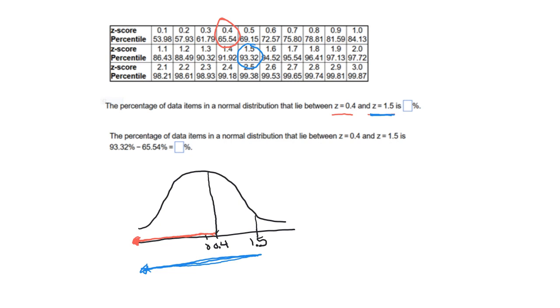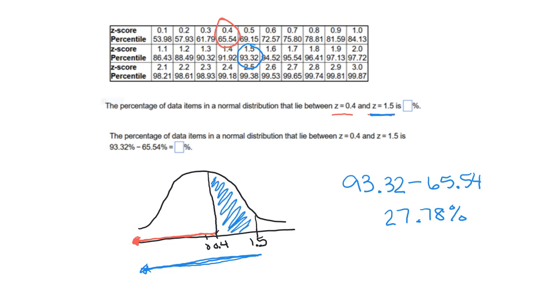All right, so what we need to do is to take the percentile for the 1.5, which is 93.32%, and we'll subtract the percentile for the 0.4. All right, and then from there, we'll go ahead and calculate our answer, which will give us 27.78. Remember, this is a percent. And what we have found is this percentile that is in between.